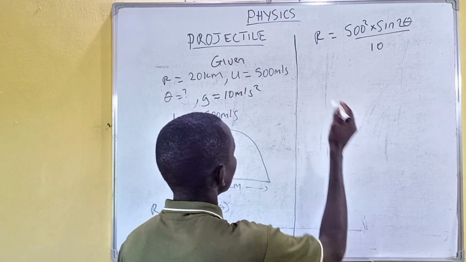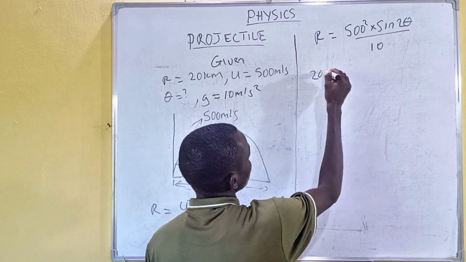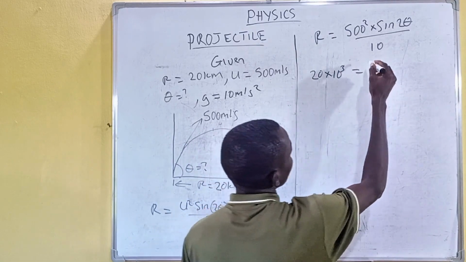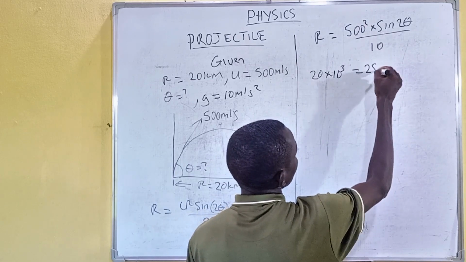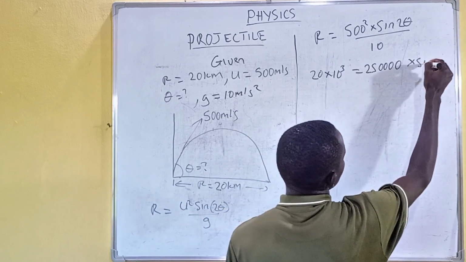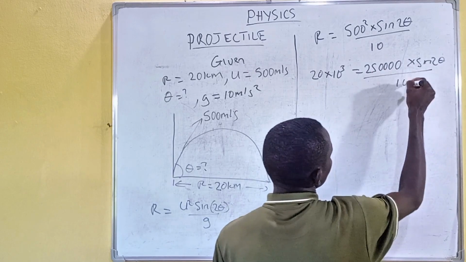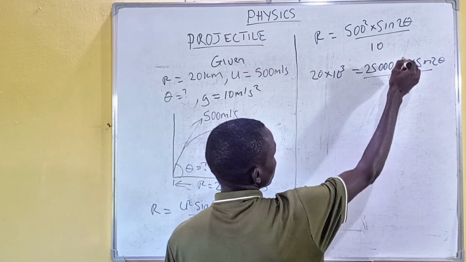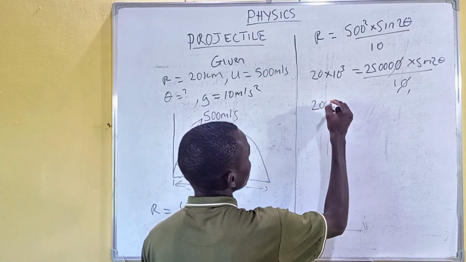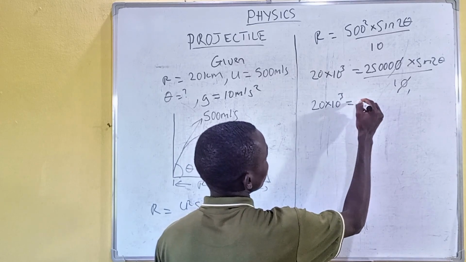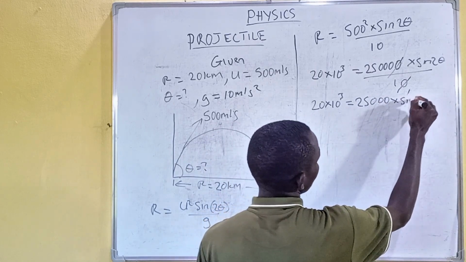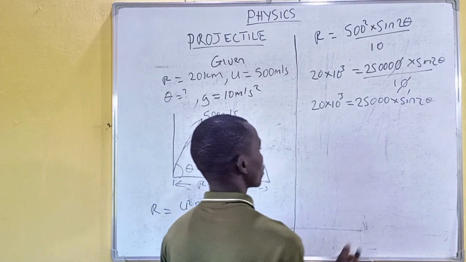And from here, our range is 20 kilometers, that is 20 times 10 raised to the power 3, equals 500 squared, which will now be 25,000 times sine 2 theta over 10. 0 here we have 1, 0 here we cancel 0. So we now have 20 times 10 raised to the power 3 equals 25,000 times sine 2 theta. We have to make this the subject of the formula.